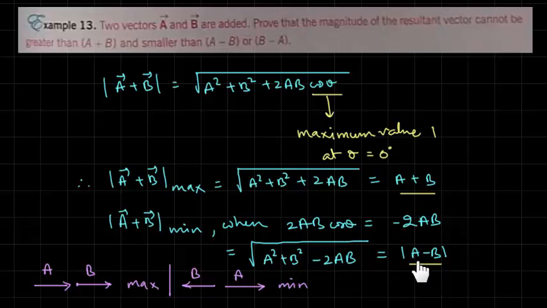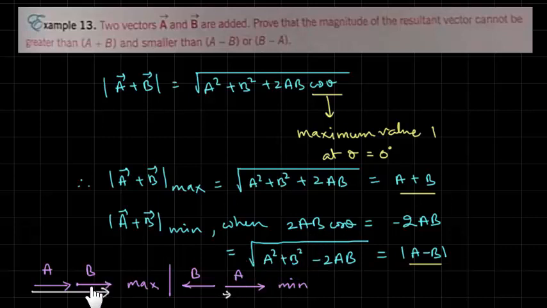So it is the magnitude of whichever is bigger, a minus b or b minus a. Now diagrammatically you can see when theta is 0, the vectors will just be added like this, and the resultant vector will be something like this. And in this case, when they are in opposite directions, the resultant vector will be something like this.